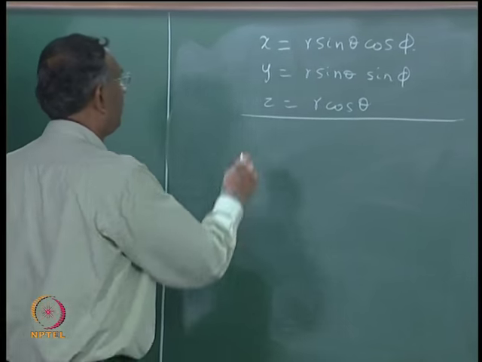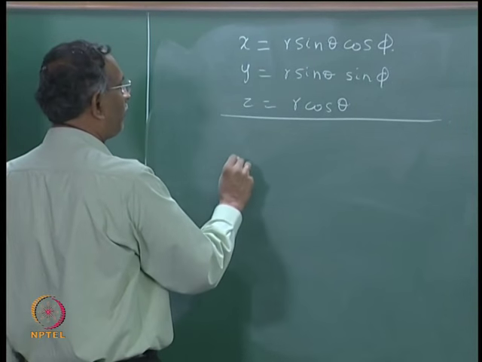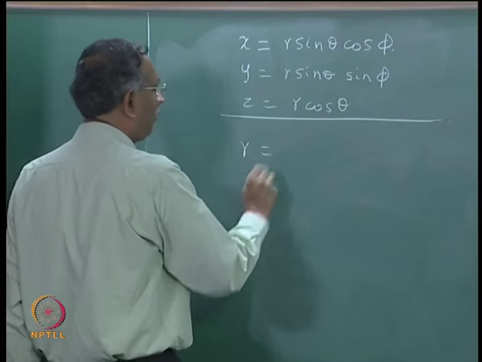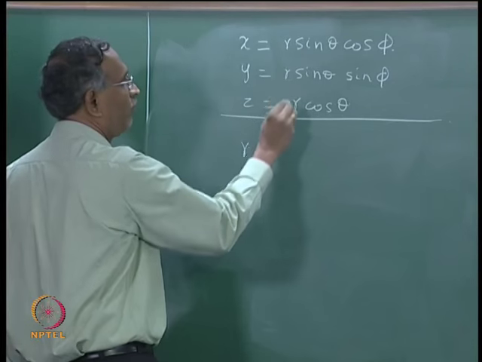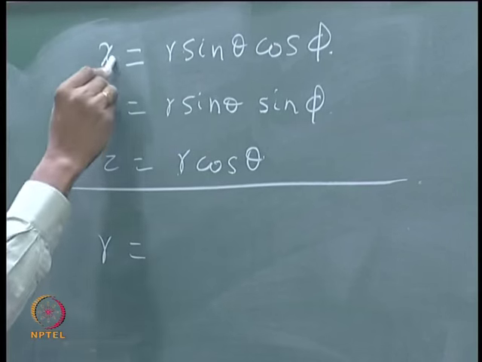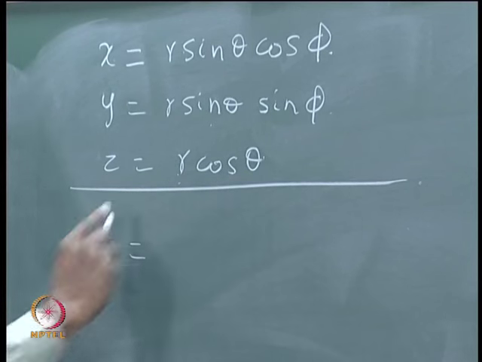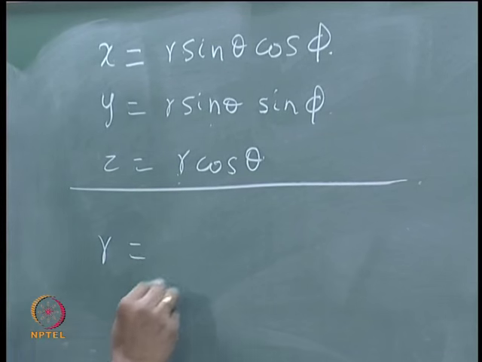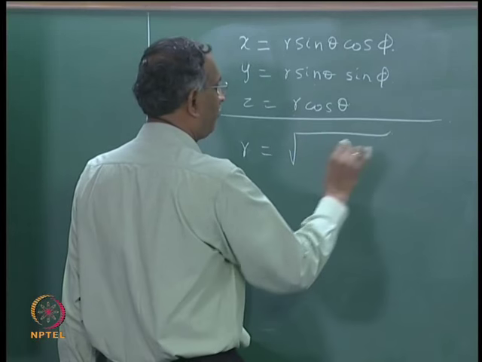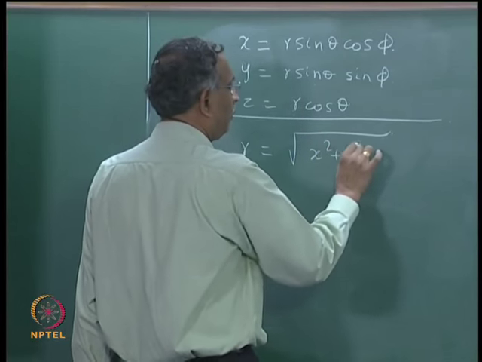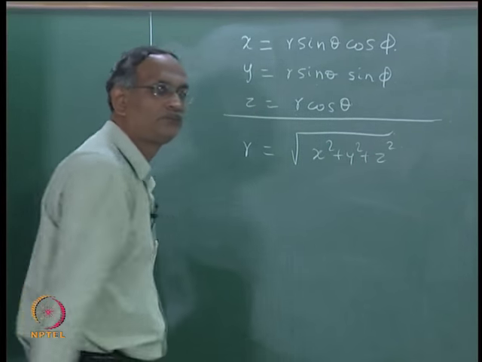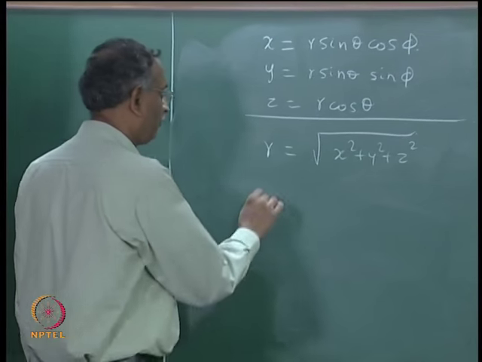Okay. Now, the transformation equations are r is obviously the squares of all the three added together. x square plus y square will give you r square sin square theta plus z square will give you r square cos square theta. Therefore, r is square root of x square plus y square plus z square. Okay. These are the inverse transformations.